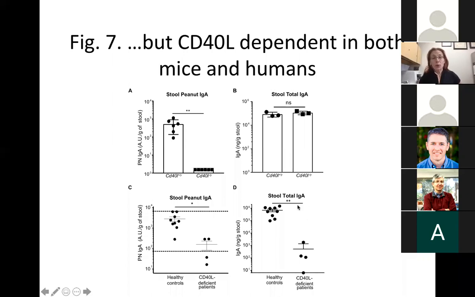And importantly, in the human samples, we could see the same thing, although CD40 ligand seems to be, and interestingly, much more important for all IgA in the gut, not just peanut-specific IgA, where that does not seem to be true in mice. We don't understand this difference yet.